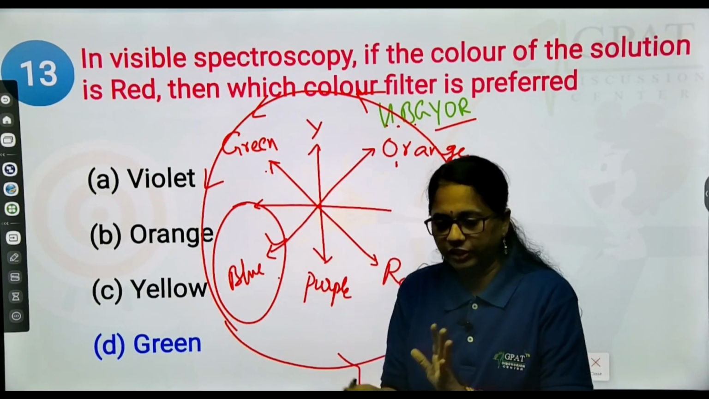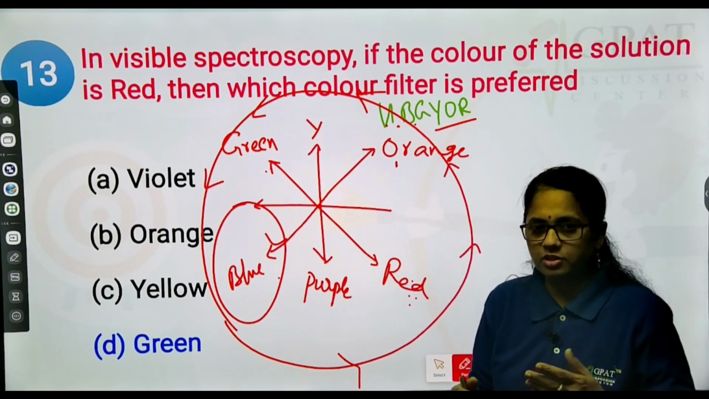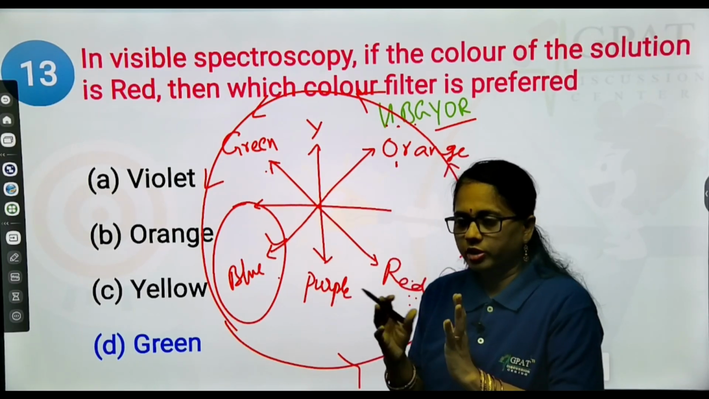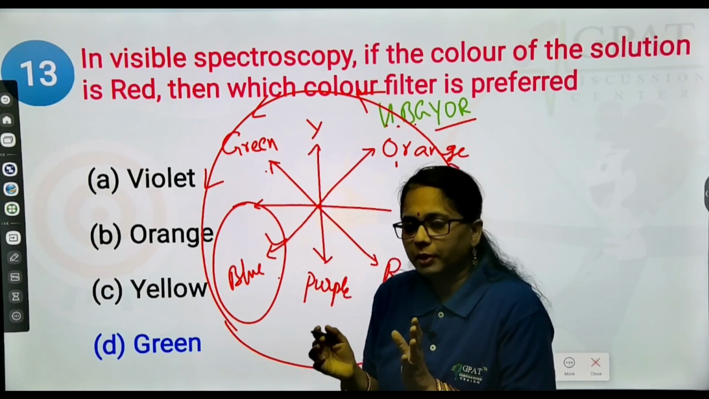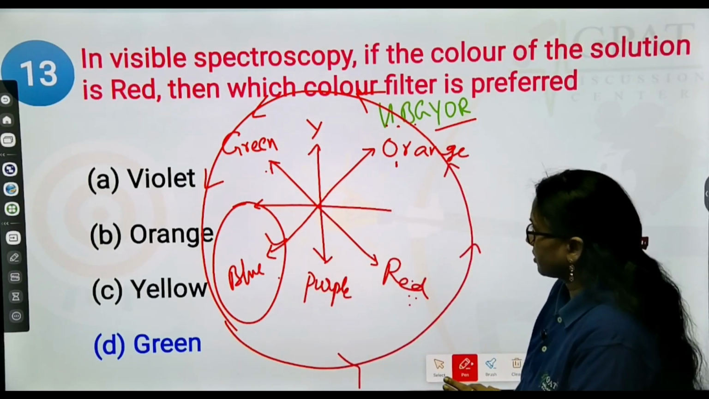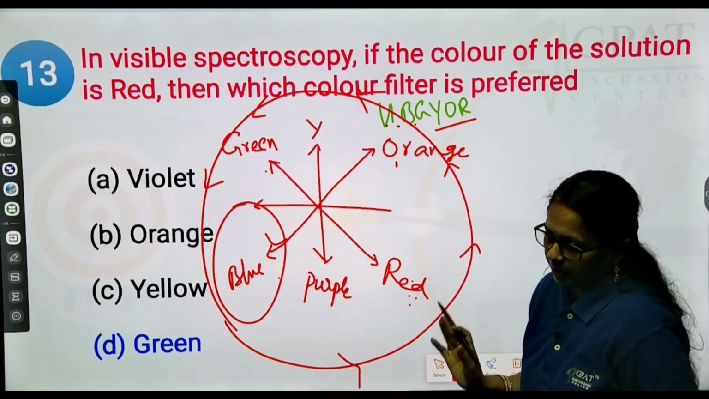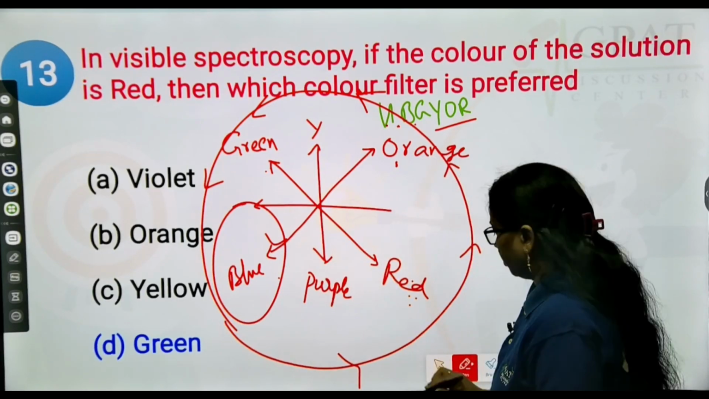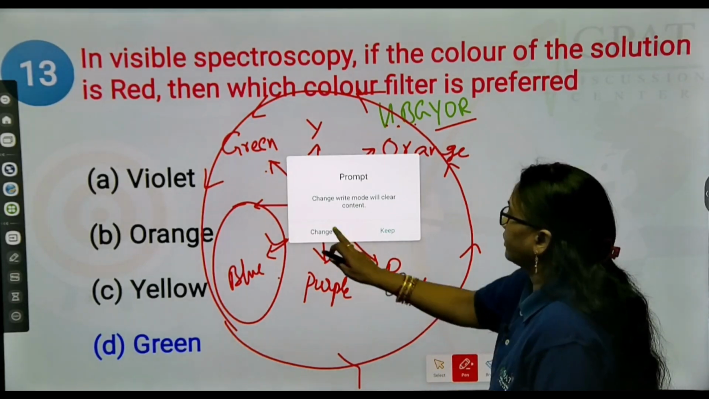These are in the case of the filters, because filters are also used as monochromators. Not the actual monochromators, but the purpose takes place with the help of the filters. So this diagram will help you in selecting the primary color and complementary color. Let us move to the next question.